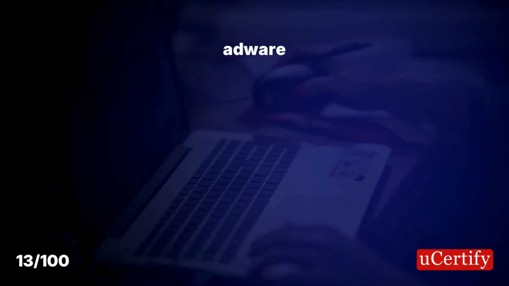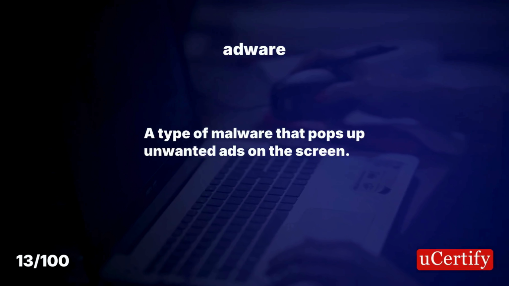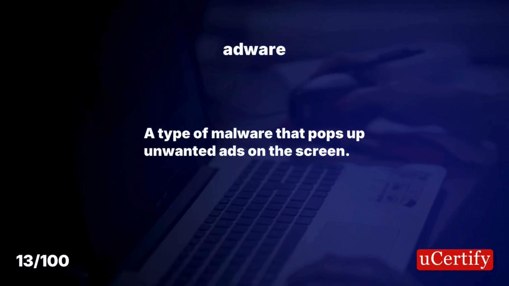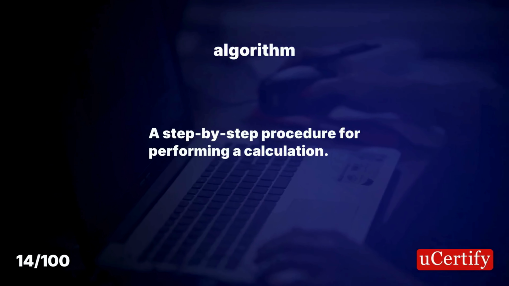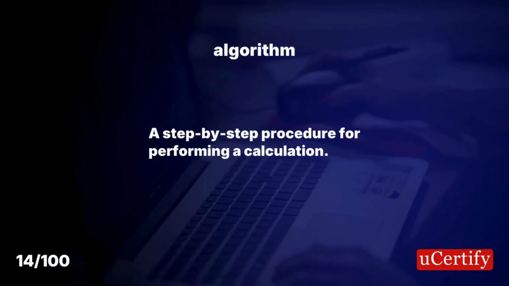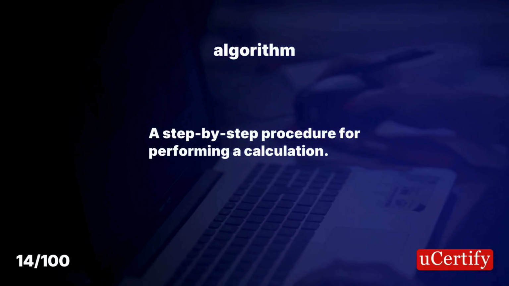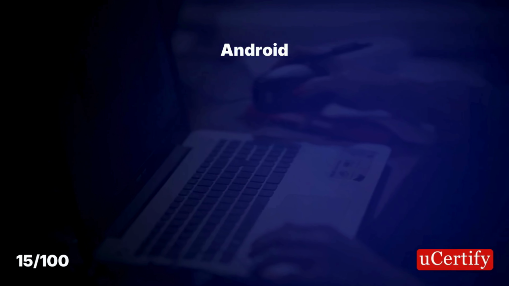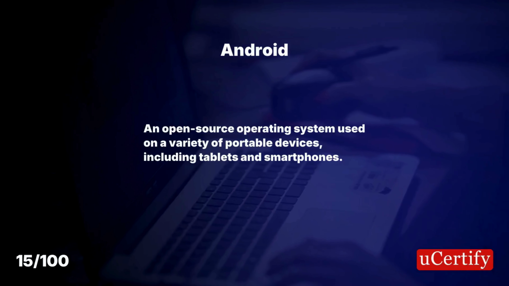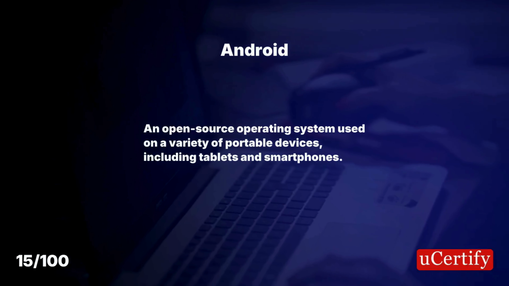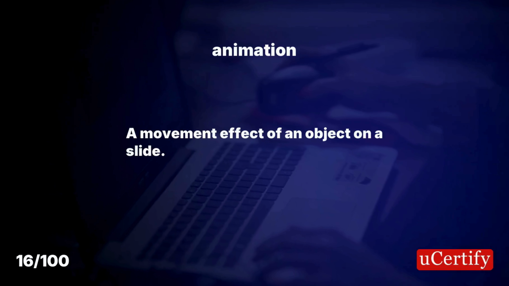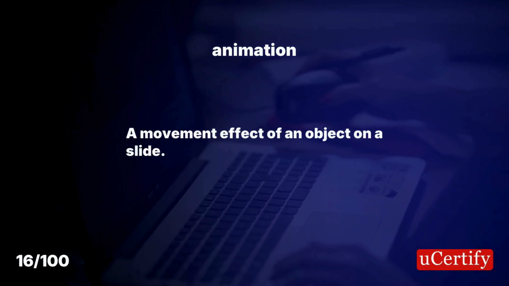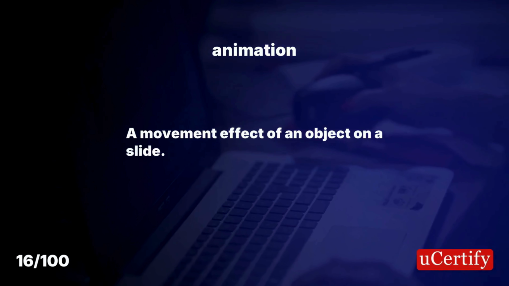Term: adware. Definition: a type of malware that pops up unwanted ads on the screen. Term: algorithm. Definition: a step-by-step procedure for performing a calculation. Term: Android. Definition: an open-source operating system used on a variety of portable devices, including tablets and smartphones. Term: animation. Definition: a movement effect of an object on a slide.